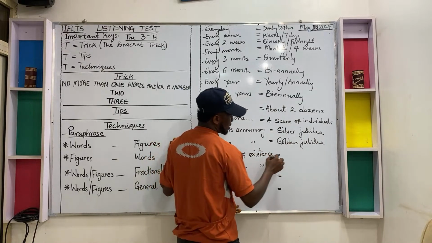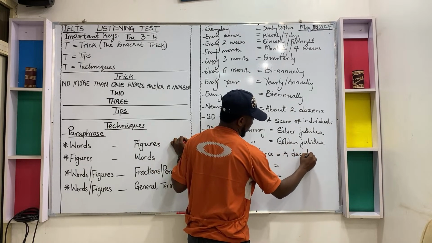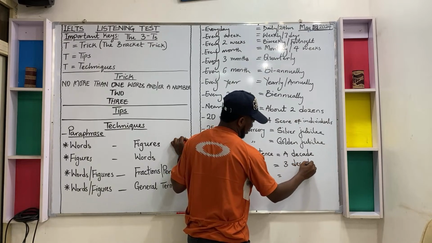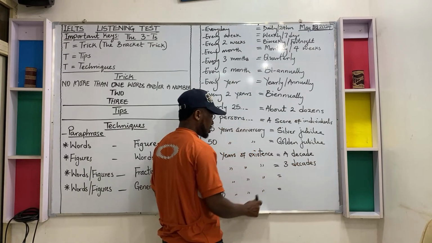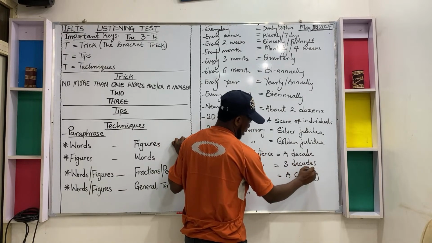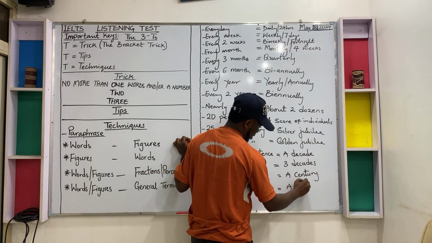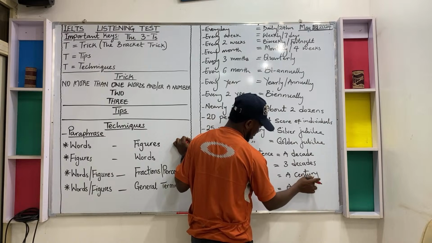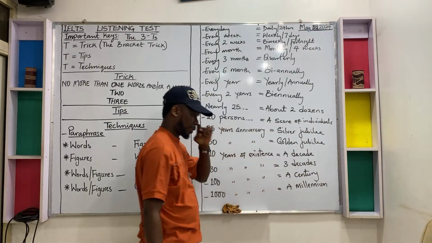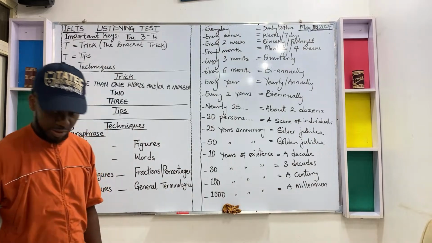Years of existence: a decade. 30 years, 3 decades. 100 years, a century. 1,000 years, a millennium. You might want to note down these in case.